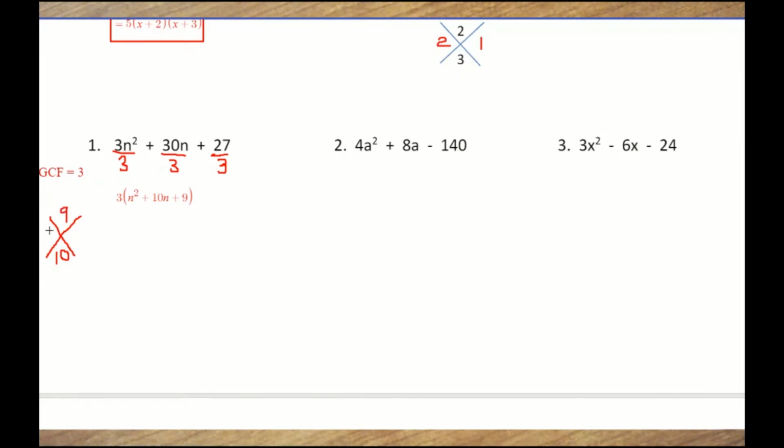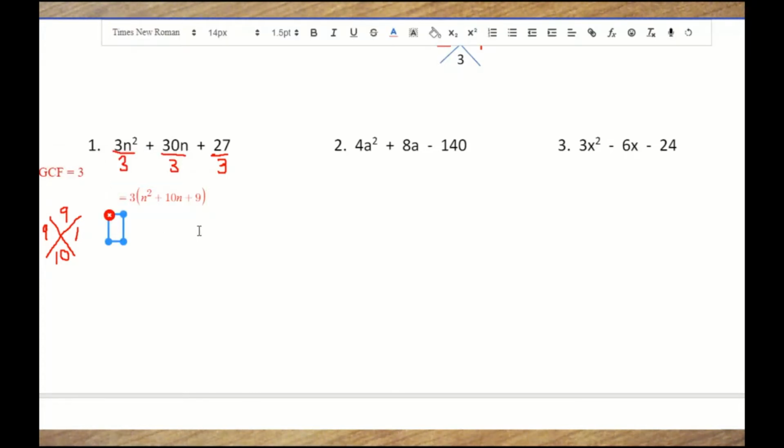So my 2 factors are going to be 9 and, oh wow, look at that. That is the ugliest 9 I think I've ever seen. 9 and 1. 9 times 1 is 9. 9 plus 1 is 10. So let me throw a little equal sign on there, and write our final thing here.